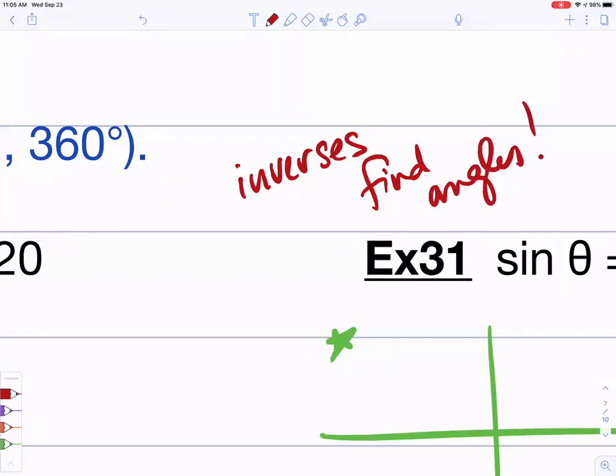Inverses find angles. If you want to find an angle that's not on your memorized unit circle, I mean, come on. If it's on your memorized unit circle, all you're going to do is pull out your unit circle and figure out what angle it is. But if you're working on something that's not memorized, like the ugly decimals that we've been given to work with here, then you're going to use the inverse button. Okay? So you have your calculator.